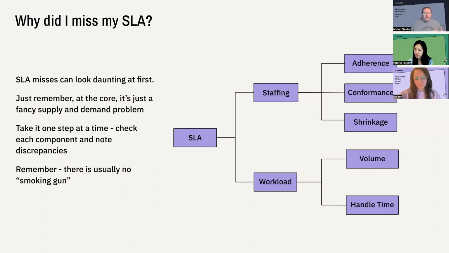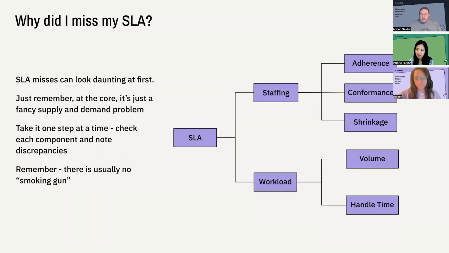They can look daunting at first, but at the core, the SLA is just an output of a fancy supply and demand problem. Take it one step at a time. This is applicable to most things in life, but break it down into the smaller parts and go through those one by one to help build your story. One of the things to really understand, though, is that there's usually not a smoking gun.